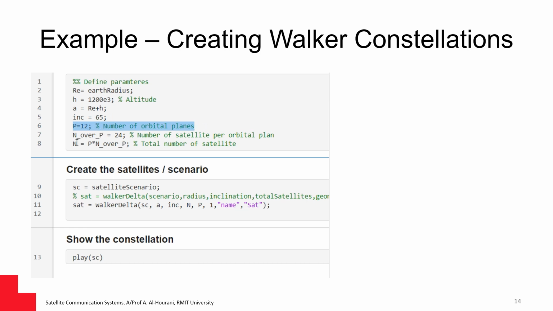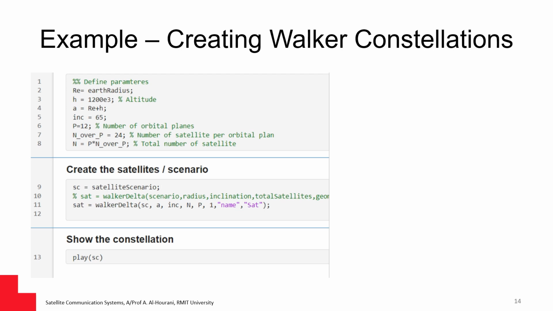The fourth parameter is the total number of satellites, but instead of defining it directly, what I did here, I defined the number of satellites inside each plane, which is 24 in this example, and then the total number of satellites becomes 12 times 24. The second section, I'm going to make use of the built-in function within Matlab to create the Walker delta. So you can look at the Walker delta in Matlab help, how the syntax is being formulated, but basically we already defined all the parameters in the first section.